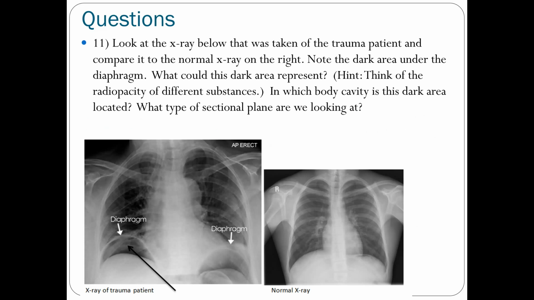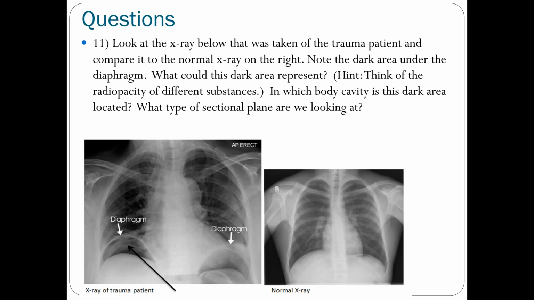Number 11, look at the x-ray below that was taken of the trauma patient and compare it to the normal x-ray on the right. So this is the trauma patient on the left, and on the right is a normal x-ray. Note the dark area under the diaphragm, and there's a black arrow pointing to this area. What could this dark area represent? Hint, think of the radiopacity of different substances.